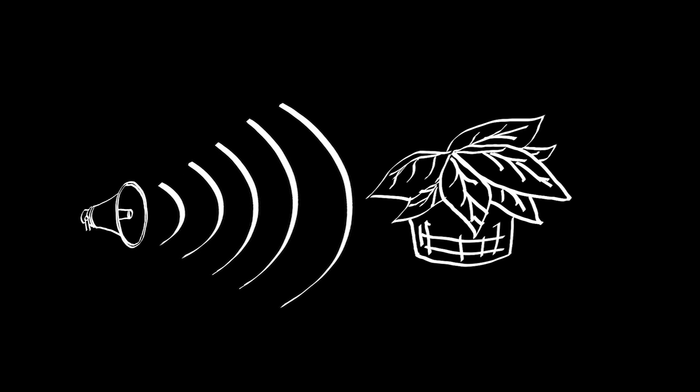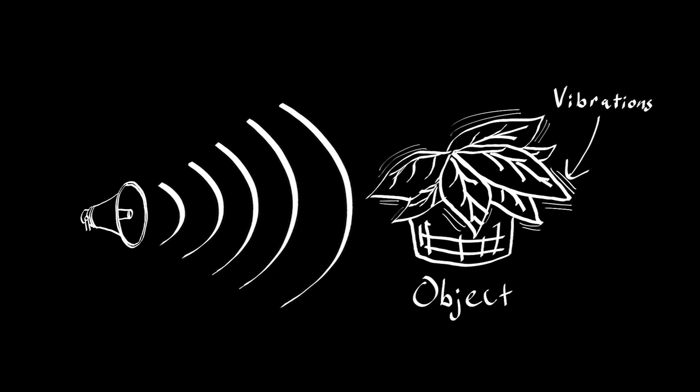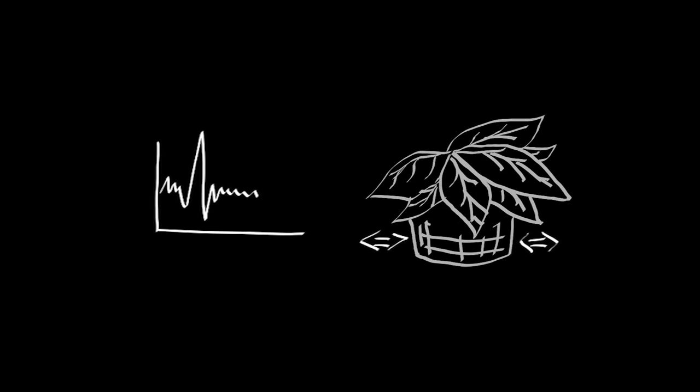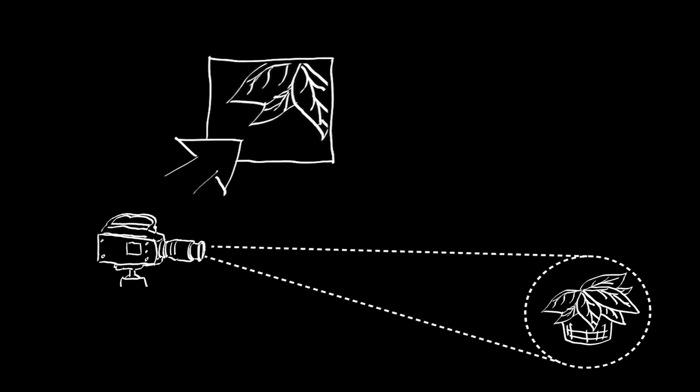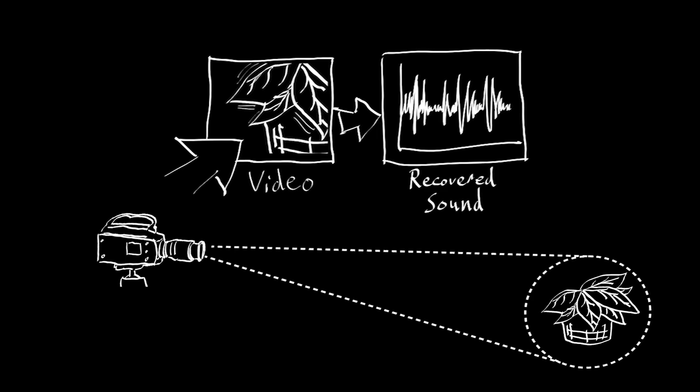When sound hits an object, it causes that object to vibrate. The motion of this vibration creates a subtle visual signal that's usually invisible to the naked eye. In our work, we show how using only a video of the object and a suitable processing algorithm, we can extract these minute vibrations and partially recover the sounds that produced them, letting us turn everyday visible objects into visual microphones.